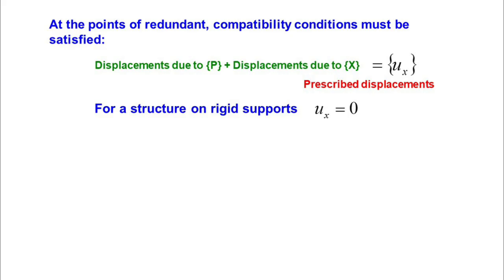That is, at the points of the redundants, the displacements due to prescribed forces P and the displacements due to the redundants X, their sum must be equal to the prescribed displacements at those points. That is, in the case of a structure on rigid supports, the sum would be equal to 0. If the structure is on settleable supports and we have knowledge of the support settlement, then the combination will be equal to the prescribed value of the displacements.